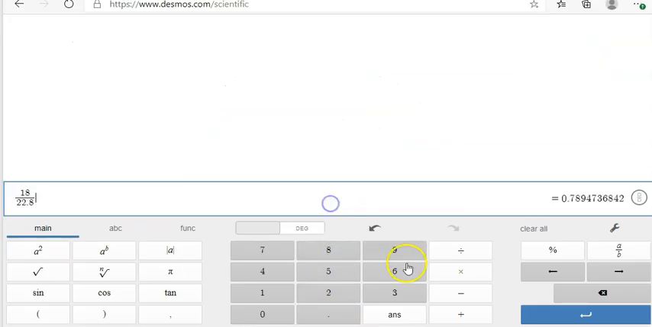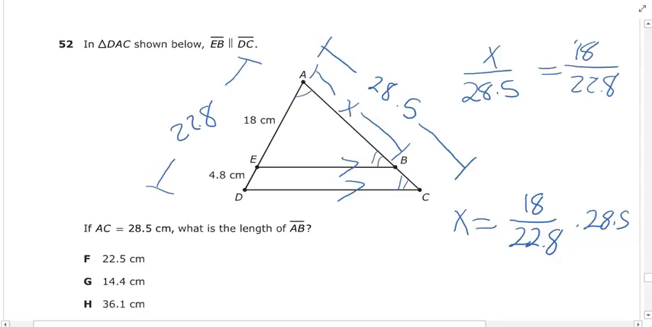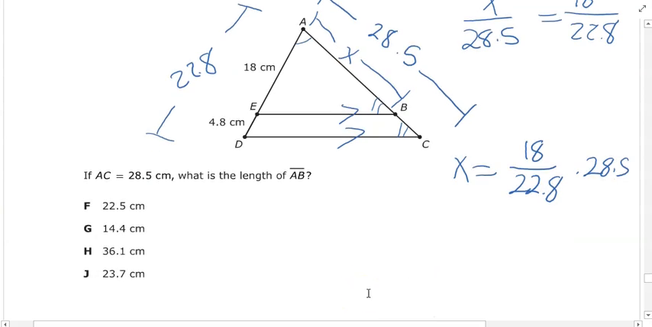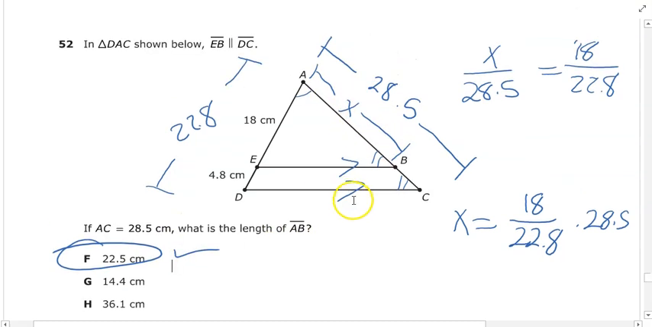18 times 28.5, divided by 22.8, and we get 22.5 as our answer. So I'll go back and check. 22.5 is an answer choice. That is, this piece X we were solving for does represent AB, so yeah, 22.5 on that one.